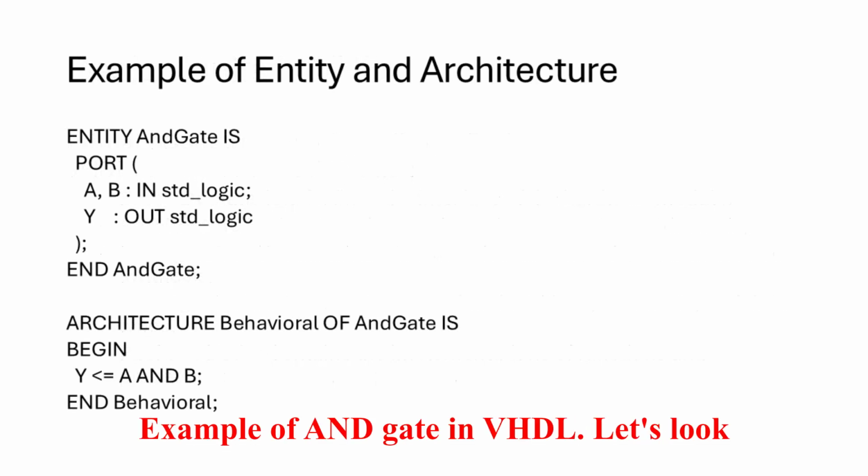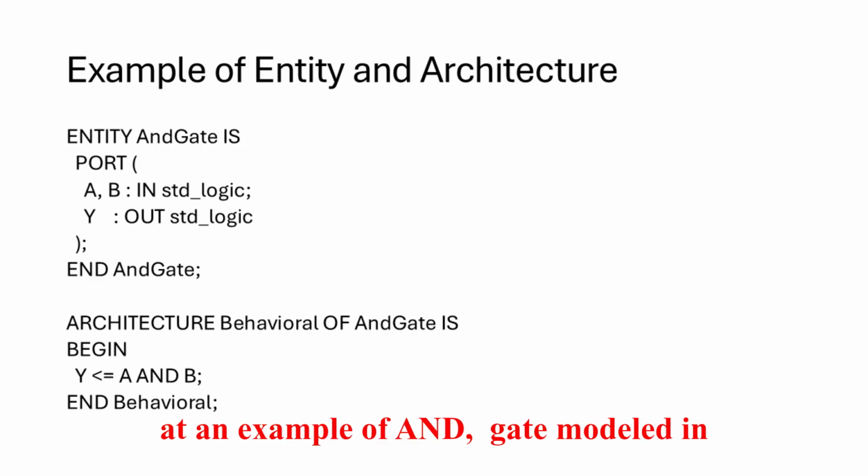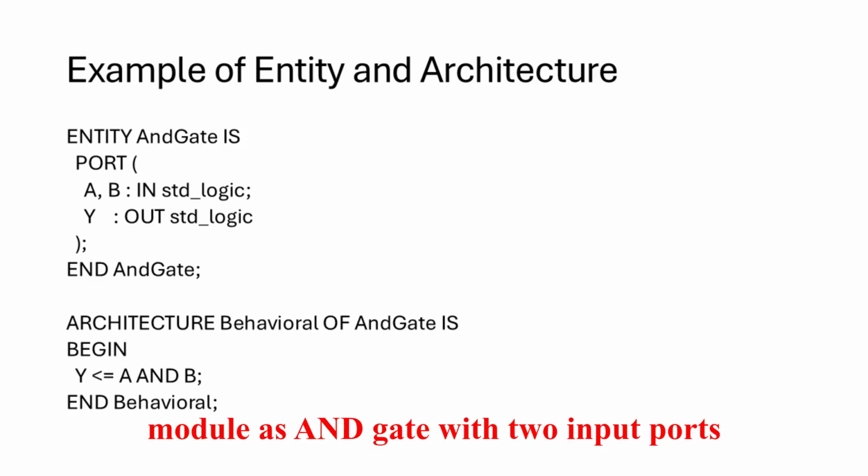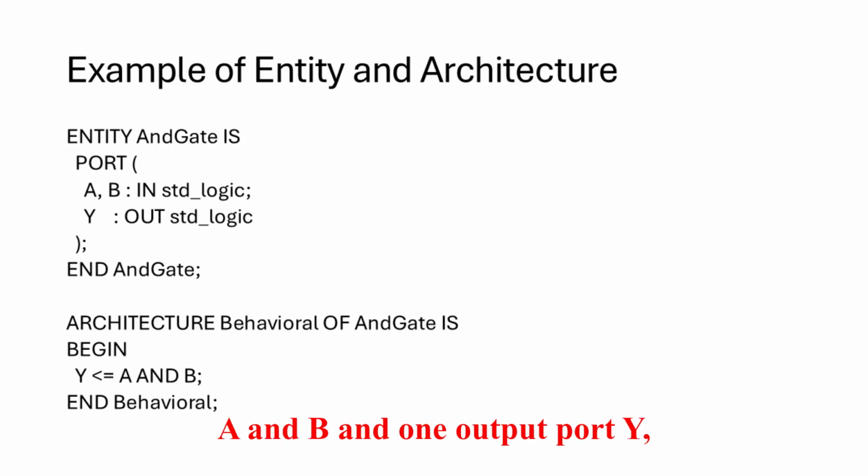Example: AND gate in VHDL. Let's look at an example of an AND gate modeled in VHDL. The entity declaration defines the module as AND gate with two input ports A and B and one output port Y, all of type std_logic.